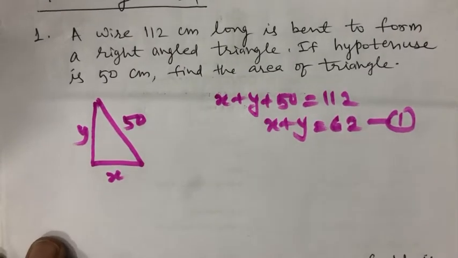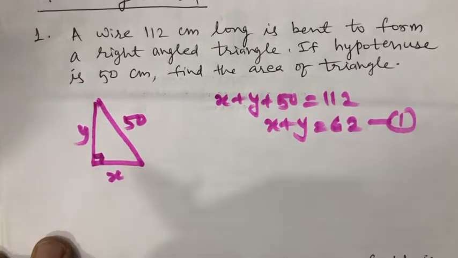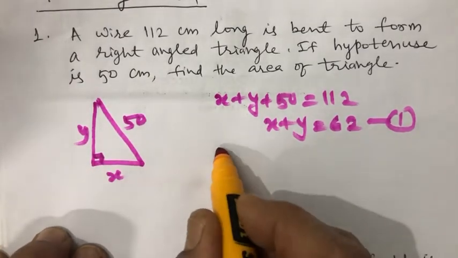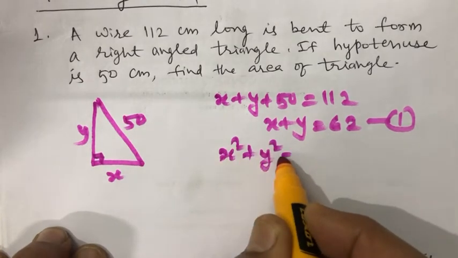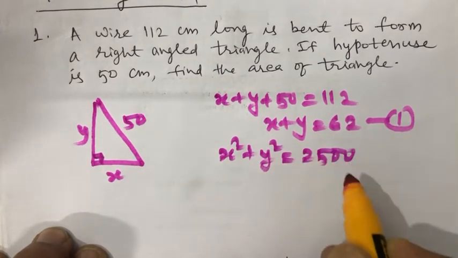Because the perimeter is given, x plus y plus 50 equals 112. Remaining is 62. Equation number 1. And the second equation, you know from where? It is a right triangle. It means x square plus y square equals 50 square.